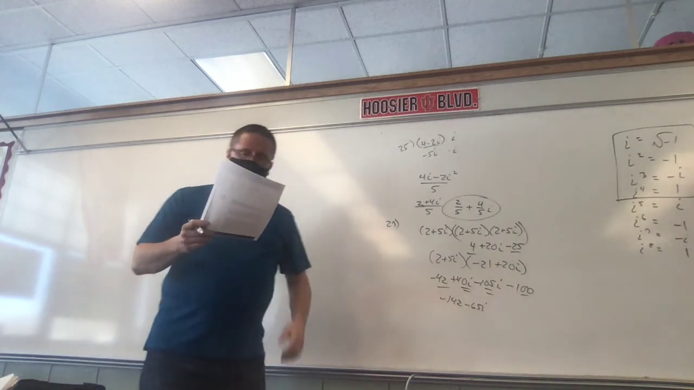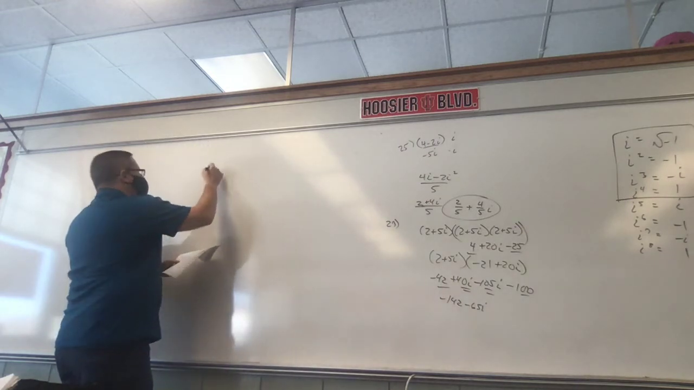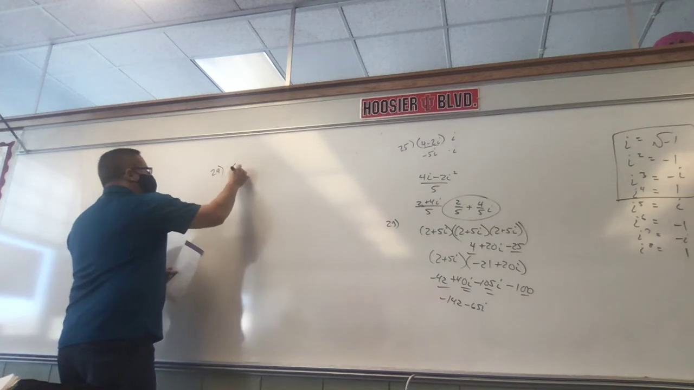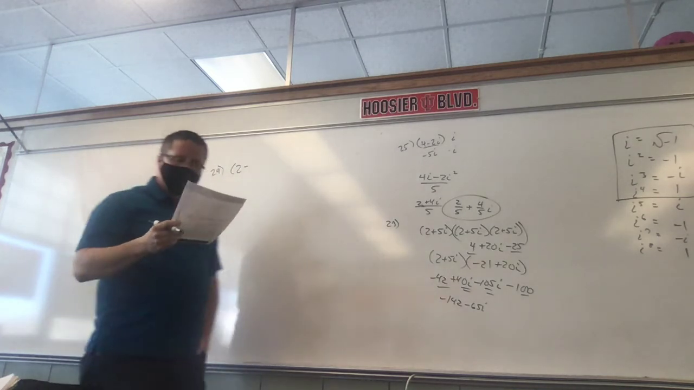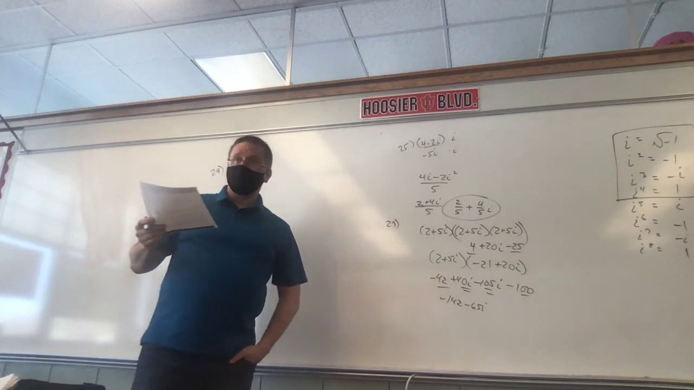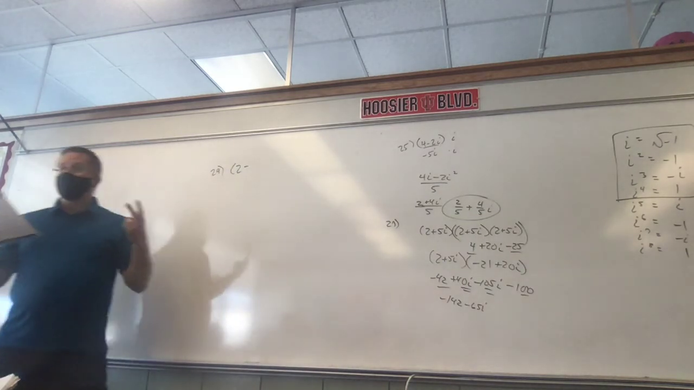Okay, let's do an easier question yet. Don't write down number 29. Don't write it down. If you did, it's okay. But it says 2 minus something. Don't write radical negative 4. What's radical negative 4? What's the square root of negative 4? What's the square root of 4? 2. What's the square root of negative 4 then? 2i.